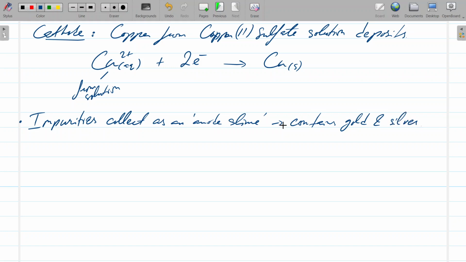And so that slime is utilized to extract that gold and silver and whatever else, obviously to make best use of the materials in that, so perhaps byproduct or waste product. Okay. Any questions? No.